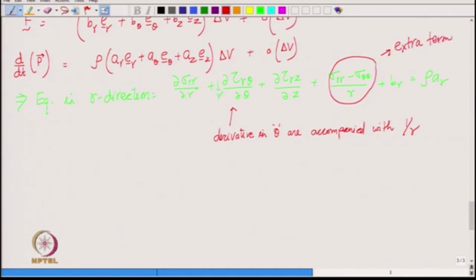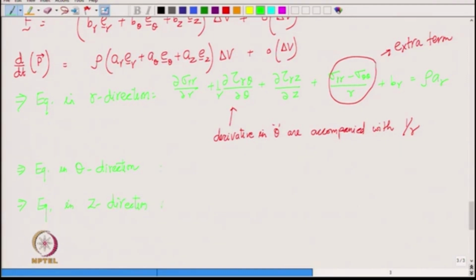See, it was really important to work out the derivation. If you had thought that okay, why don't we simply write down the equation as in the Cartesian coordinate system, this would have never come up, isn't it? So, it is important to work out the derivation explicitly in cylindrical coordinate system. Similarly, you can also write down the equation in theta direction. And the equation in z direction.